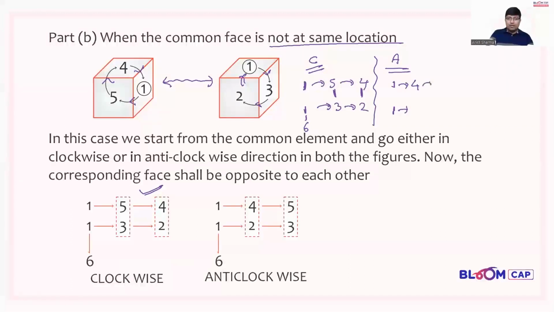From 1, 4 and then 5. Here from 1, 2 and then 3. Anti-clockwise from 1, 2 and then 3. And again the same thing you will get. Opposite of 5 is 3, opposite of 4 is 2, and opposite of 1 only 6 is remaining. So that is the freedom that you can get in my subject. Nothing to mug up, only to understand and solve.